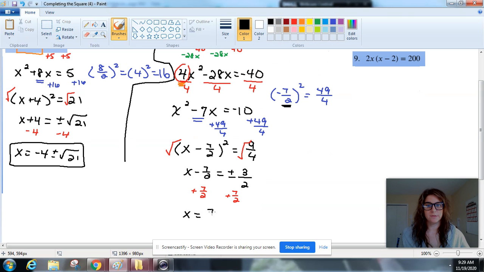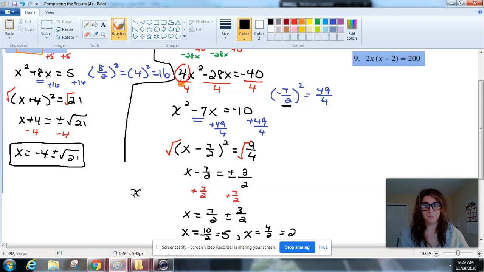So I have x equals 7 over 2 plus or minus 3 over 2. I can still simplify these. If I do 7 plus 3, that is 10 over 2, which is 5. That's one answer. Second one, subtract now. 7 minus 3 is 4 over 2, which is 2. So the answer to this problem is x equals 5 and x equals 2.